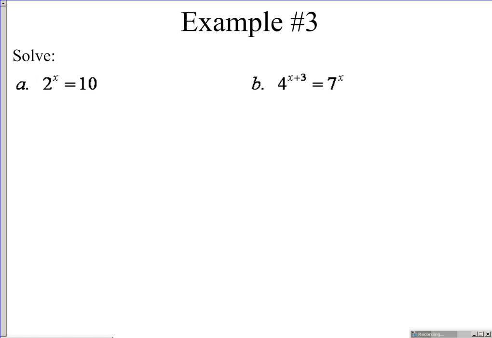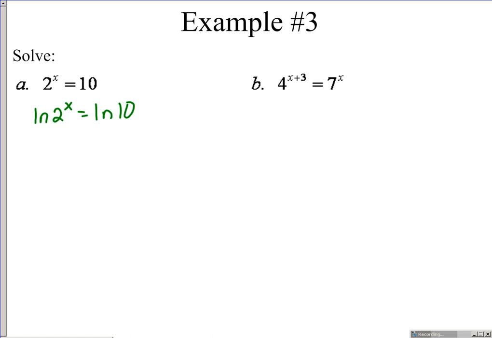All right, when we're working things that aren't base e, doesn't matter. That is why we're going to use natural log, because it works for everything. So in this case, we have an exponential, 2 to the x equals 10. The exponential is all by itself. We're going to take the natural log of both sides.